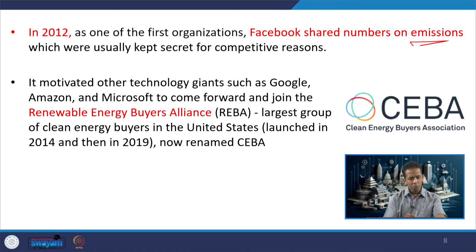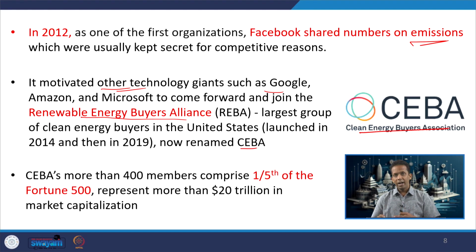And that move motivated other tech giants like Google, Amazon and Microsoft. They followed a similar path, and then they joined together and formed the Renewable Energy Buyers Alliance in the US. It is one of the largest groups of clean energy buyers. It was recently renamed the Clean Energy Buyers Association. At present, the Clean Energy Buyers Association has more than 400 members and includes one-fifth of the Fortune 500 companies, which represents more than a $20 trillion economy.